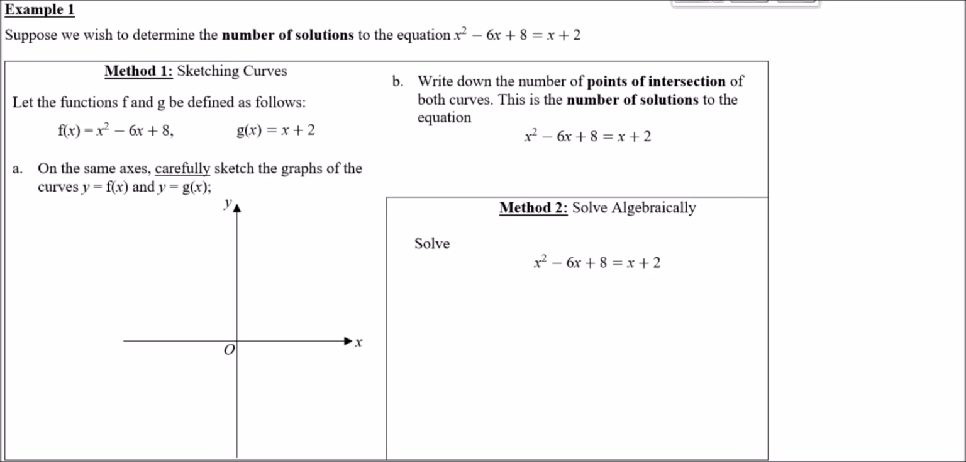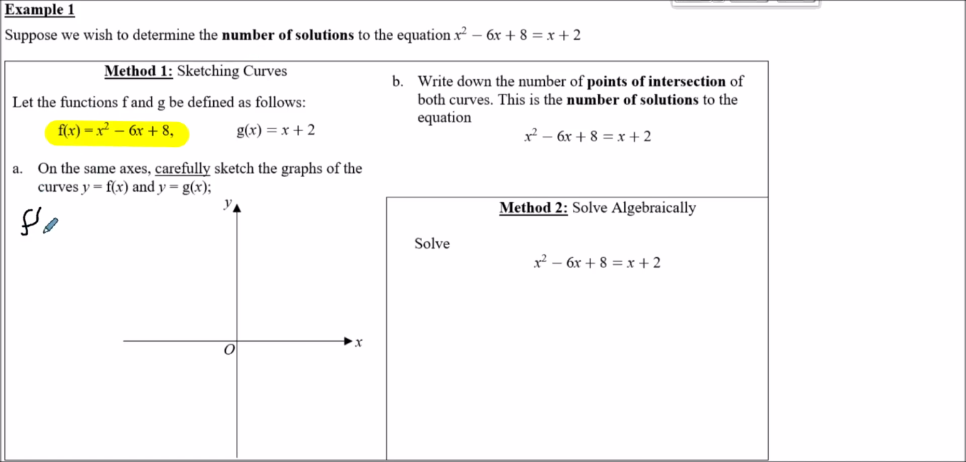Let's just have a look at this example one. So suppose we wish to determine the number of solutions to this equation here. There's two main methods. The first one is we can sketch the curves and see how many points of intersection we have. So let's do this first of all. So let's sketch out f of x equals x squared minus 6x plus 8. So what we're going to have here is, luckily for us, something that factorizes.